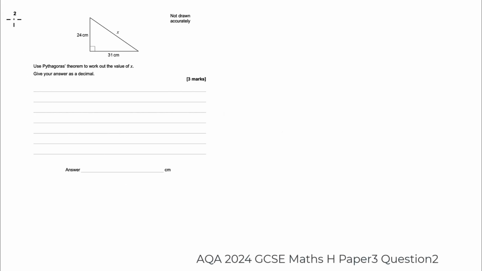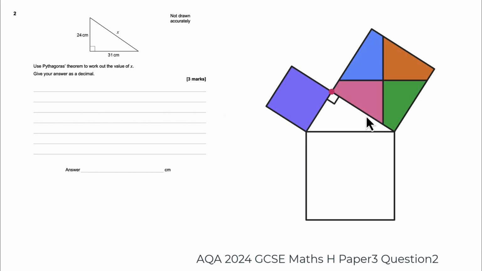So here we have question 2, and we're given a right-angled triangle, and we have to use Pythagoras' theorem to work out the value of this hypotenuse, the length of this large side opposite the right angle in this triangle. Now, let's remind ourselves what Pythagoras' theorem is all about. So here we have a right-angled triangle. There's the right angle, the two shorter sides, and then the side opposite being the hypotenuse.